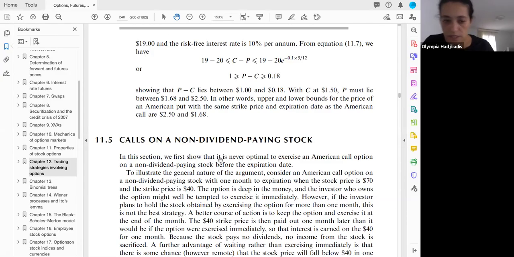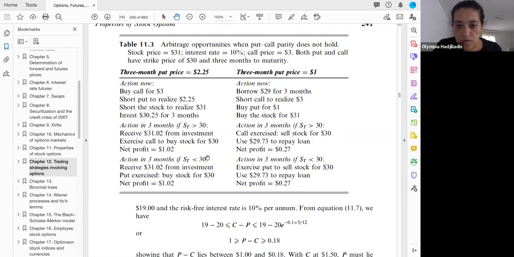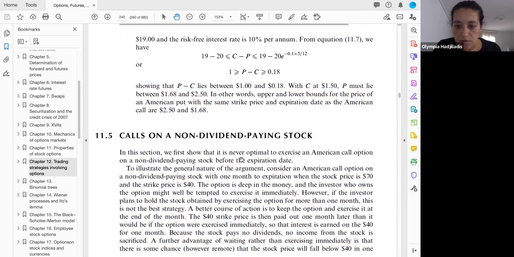So let's go back to the book. We have calls on a non-dividend paying stock. In this section, we first show that it is never optimal to exercise an American call option on a non-dividend paying stock before the expiration date.